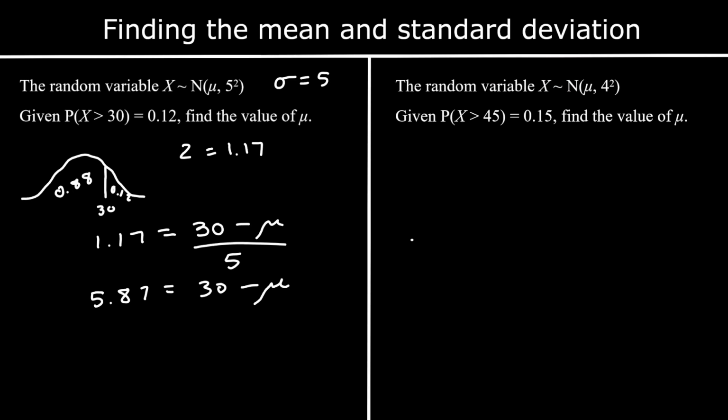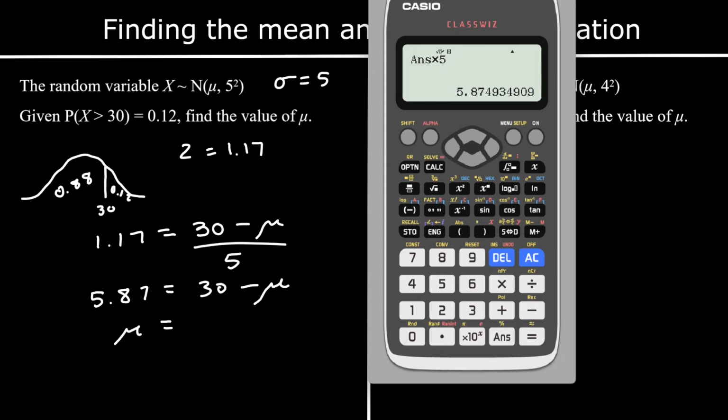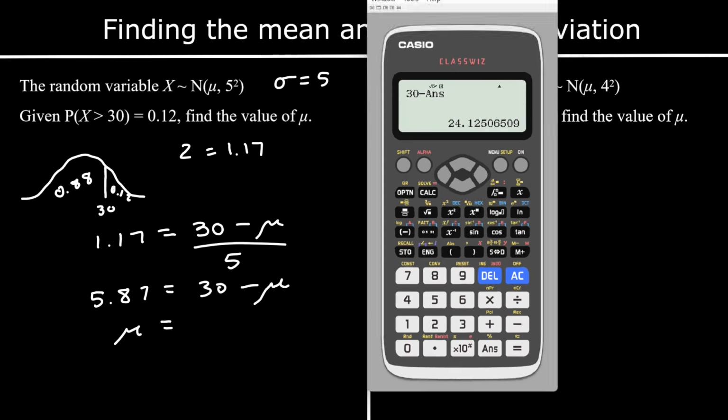So the mean must be 30, take away the answer, which is 24.1.